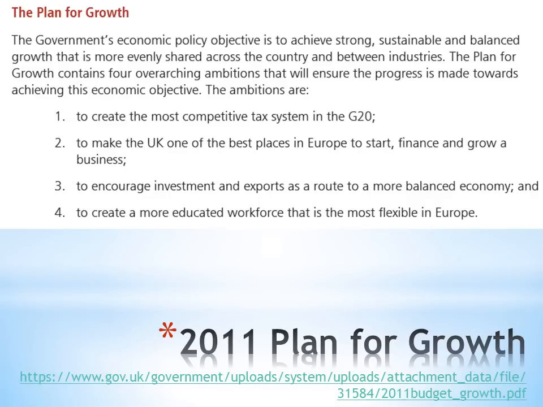The government's economic policy objective, it says at the top, is to achieve strong, sustained and balanced growth, more evenly shared across the country and between industries. So we can see here the definition of balanced growth again. Balanced growth between industries, shared across the country, and a strong aspect of exports and FDI and being open. All the supply side policies that could go into this would make the economy more productive.